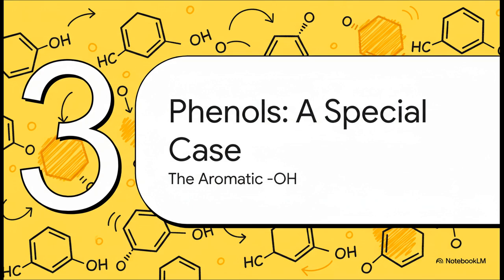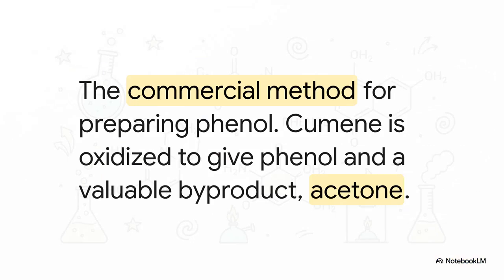Right, let's switch gears and talk about phenol. Think of it as alcohol's cooler, more sophisticated aromatic cousin. That benzene ring changes the entire personality of the molecule. When we talk about making phenol on a massive scale, the way it's really done in industry, one process stands out above all the rest: the cumene process. It's not just effective, it's also really elegant.